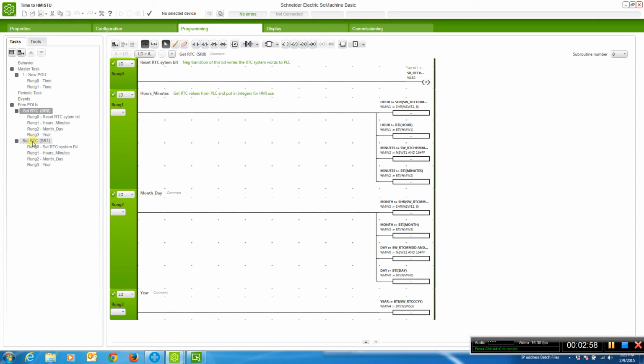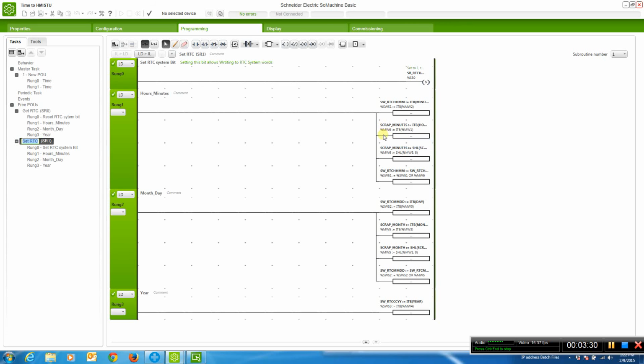If I want to set the real-time clock, the first thing I have to do is set system bit 50 so it changes the system words to read-write, and then I go backwards in the process. I'm changing memory word 2, and I have to put it into the system word. So I do integer to BCD on memory word 2, and it goes into system word 51. That fills the low byte portion of it.